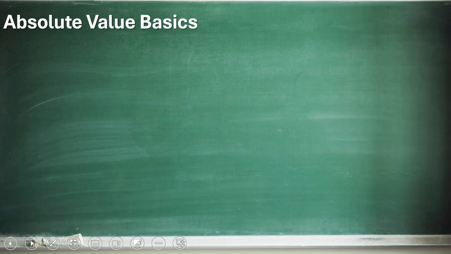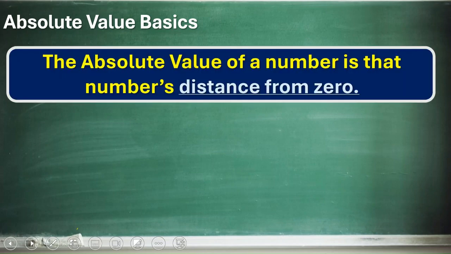So here are the basics. The absolute value of a number is that number's distance from zero. When you take the absolute value of a number, you always get a positive value, because distance is only measured positively. There's not some other magic that happens; it's always positive because we're looking at distance.